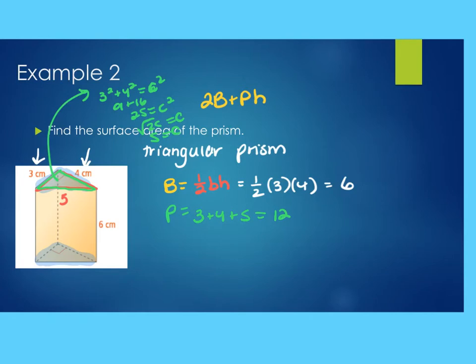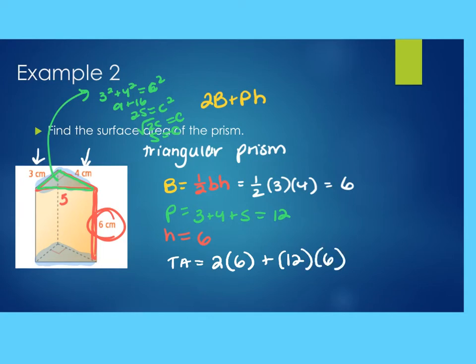And then the last thing we need is the height of the prism, which is 6, the side that connects the two bases. So now I get total area equals 2 times B, which is 6, plus perimeter, which is 12, times height, which is 6. 12 plus 72 is 84 centimeters squared.